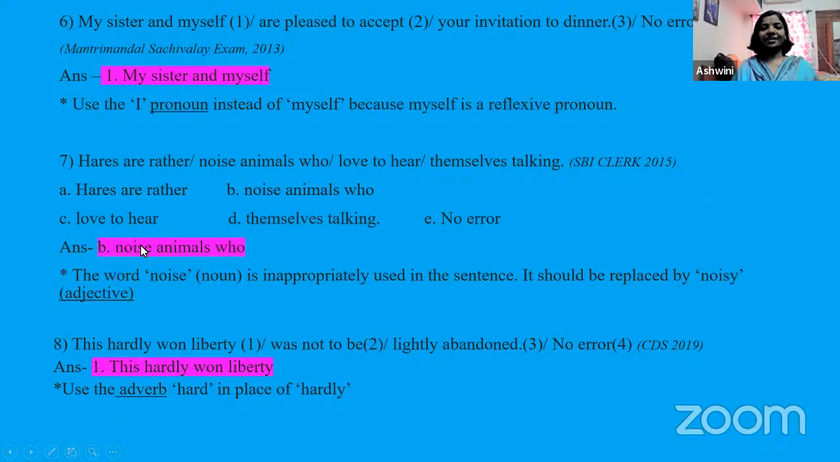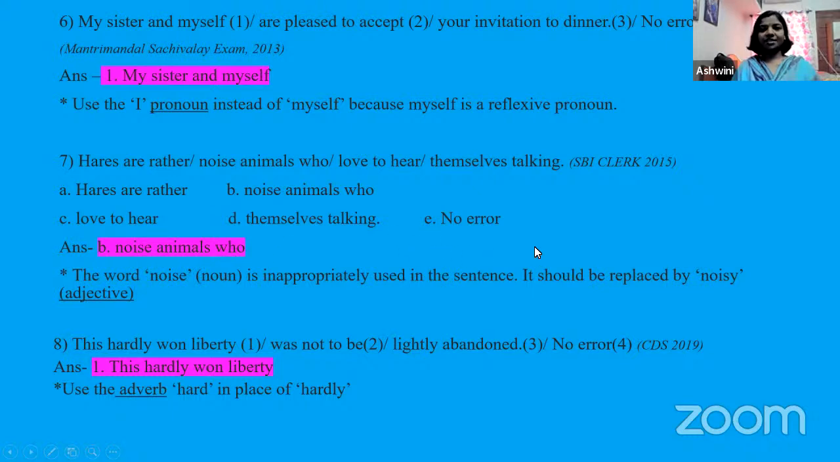Okay. Now here the answer is noise animals. ये इसमें error हमको दिखाया था. Now what is the answer? Explain. How can we explain this? The word noise, a noun, is inappropriately used in the sentence. It should be replaced by noisy animals. Noisy, this is the adjective we are using for animals. Noise is just like a noun. Noise ये noun करके आता है, and noisy is just like an adjective which describes something, which qualifies the noun itself. Okay. Now this is the question asked in SBI clerk in 2015, just like on adjective.